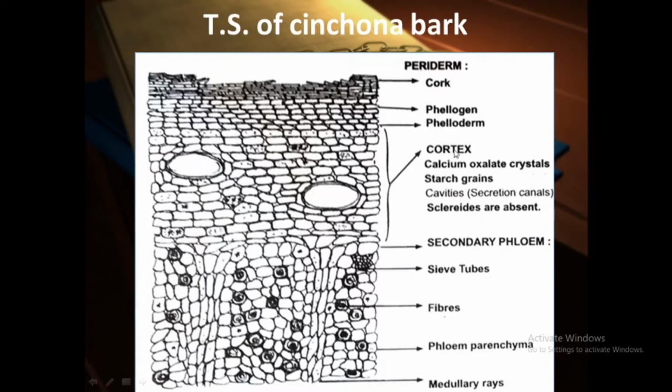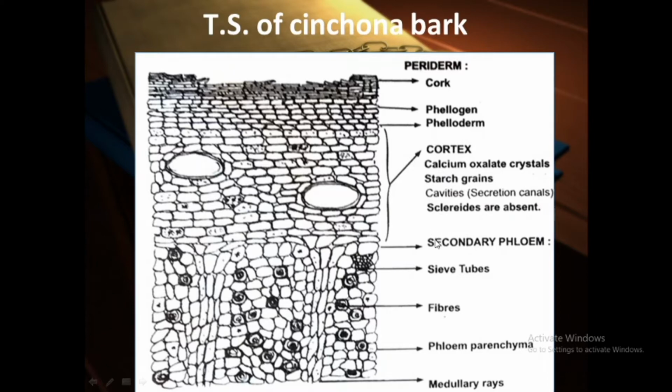Next, the second section is cortex. This cortex contains calcium oxalate crystals, then starch grains. The cortex is made up of elongated cells containing reddish brown matter. The microspheroidal type calcium oxalate crystals are present in the cinchona bark, and rounded starch grains are also present. Most important thing, the sclereids are absent in the cinchona bark.